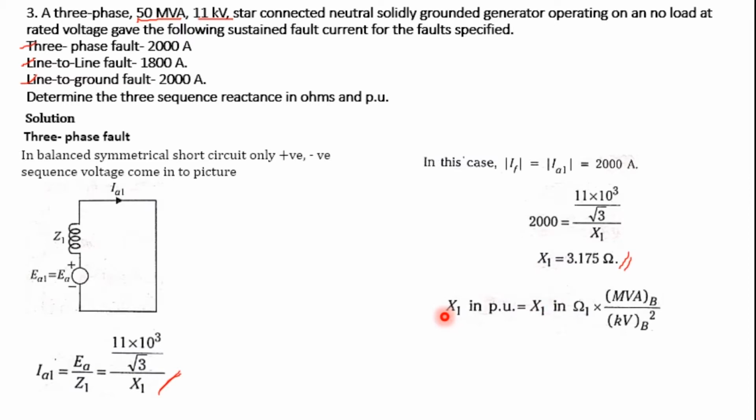We know the formula, x1 in per unit can be written as x1 in ohm into MVA base divided by kV base square. What is MVA base? It is 50. What is the voltage? It is 11 square. We will get 1.31 per unit value. Do not get confused between x1 in ohm and x1 in per unit, because we are going to substitute the value of x1 in ohm, not in per unit values. Remember this x1 is 3.175 and line to line voltage is 1800, line to ground voltage is 2000 amperes.